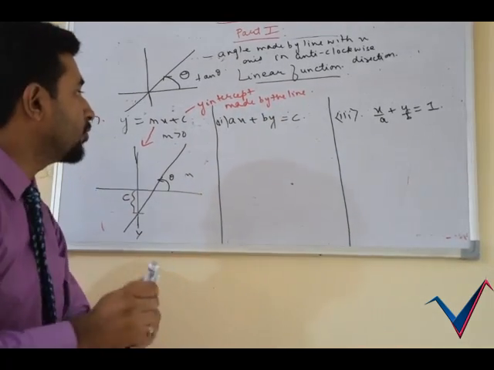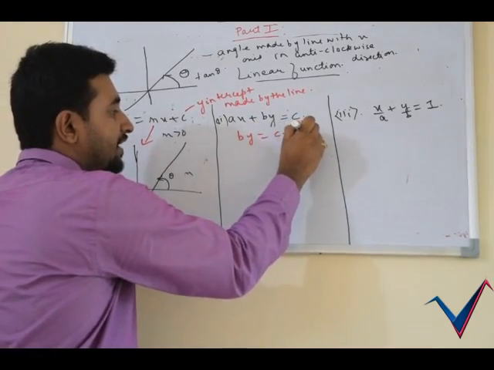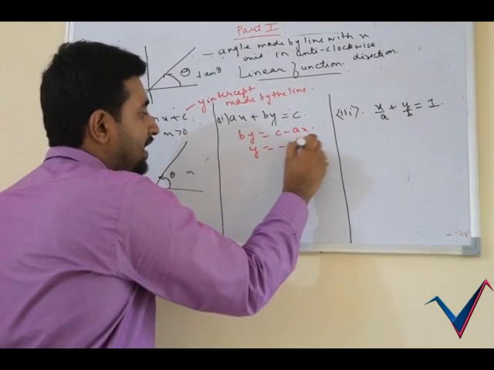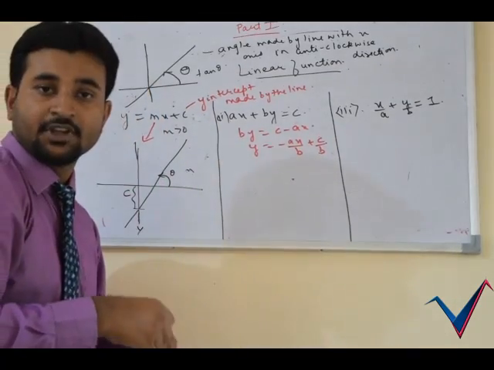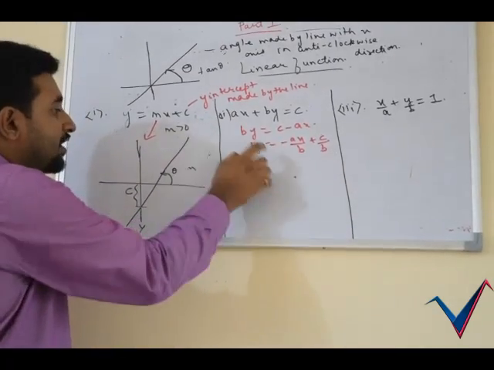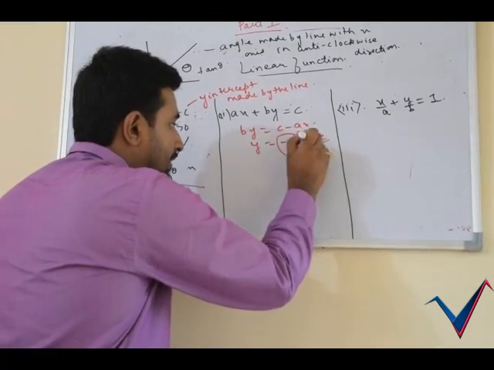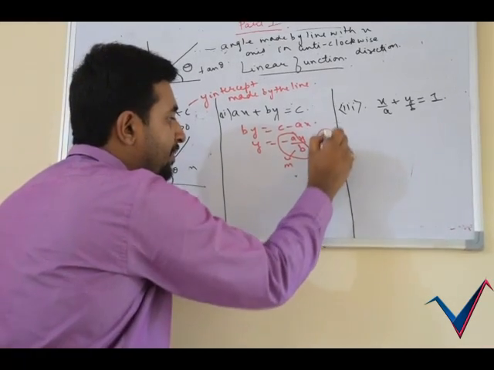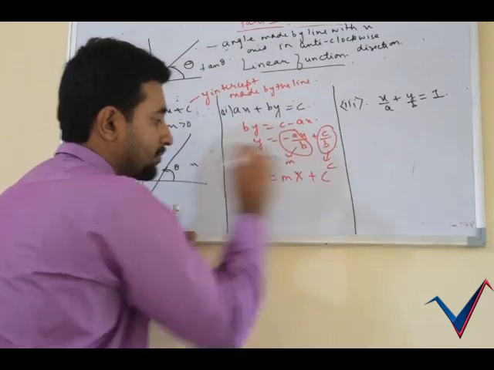What you need to do is simply rearrange it: By equal to C minus Ax, so y will be equal to minus Ax by B plus C by B. So what we have done is simply converted this form into one comparable to y equals mx plus c. Here minus A by B represents m and C by B represents the capital C, if you compare it to this form of equation.